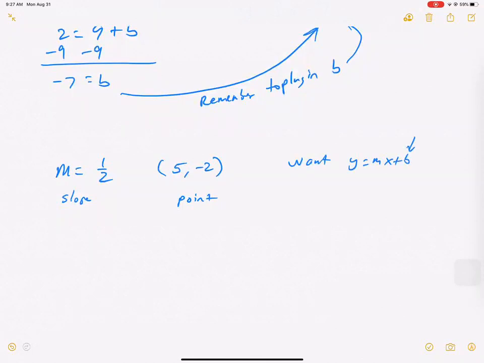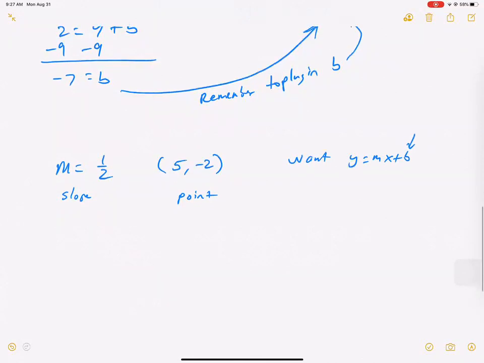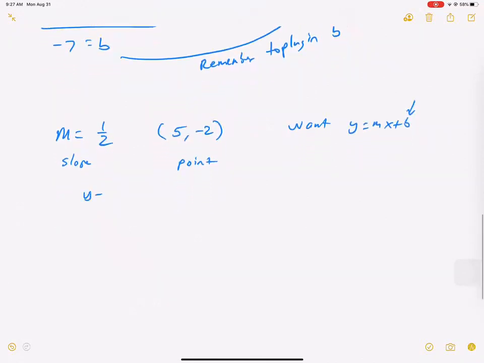So I want you guys to practice using point slope form. y minus y1 is equal to m times x minus x1. This is going to be our big deal. Okay, this is going to be our big deal. We'll be using this. So y minus -2 equals 1/2 times x minus 5.